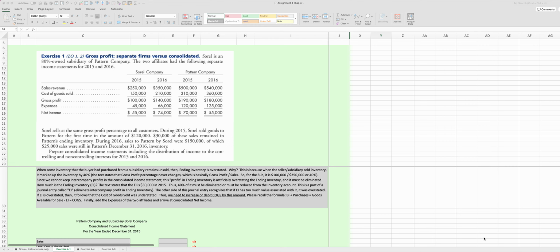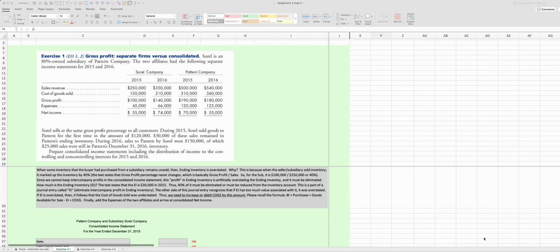I wanted to discuss Chapter 4's Intercompany Transactions, specifically the merchandise sales, and this point here in exercise 4-1 is very relevant, so I thought we'd discuss this. Here we have Sorel, which is an 80% owned subsidiary of Pattern. The two affiliates have the following separate income statements for the years 2015 and 2016.